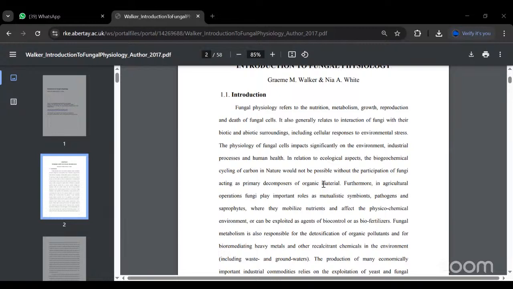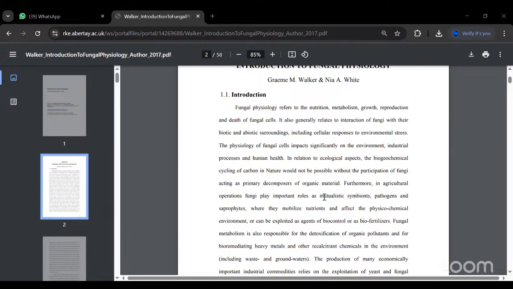Furthermore, in agricultural operations fungi play an important role as mutualistic symbionts, pathogens and saprophytes, where they mobilize nutrients and affect the physicochemical environment, and can be exploited in biocontrol and as biofertilizers.